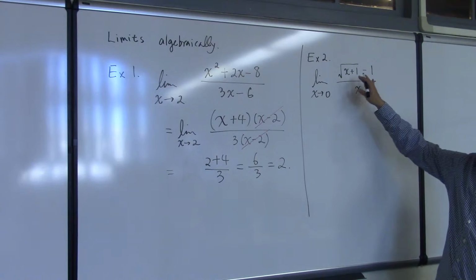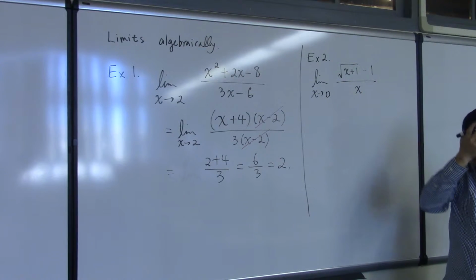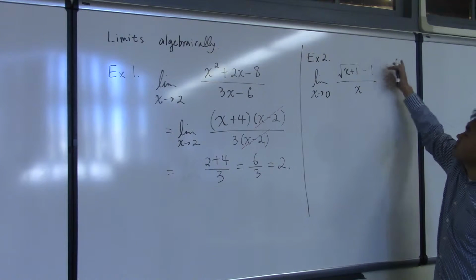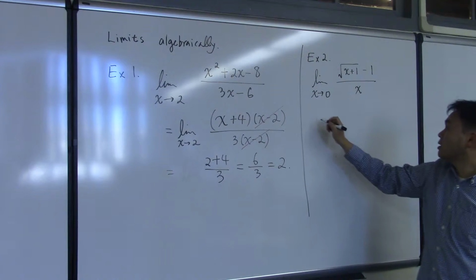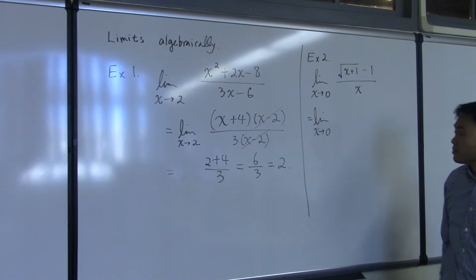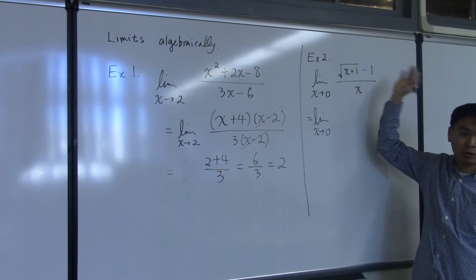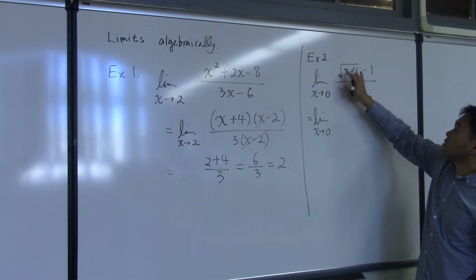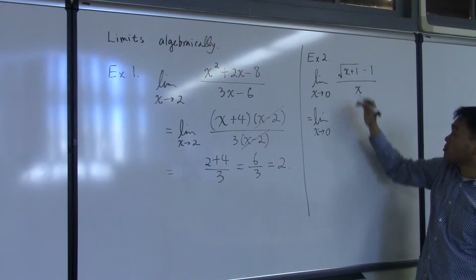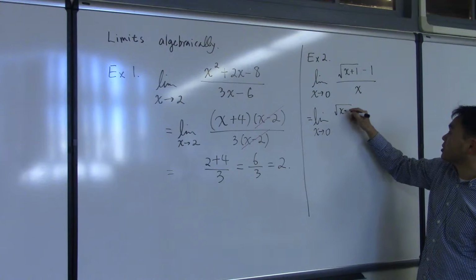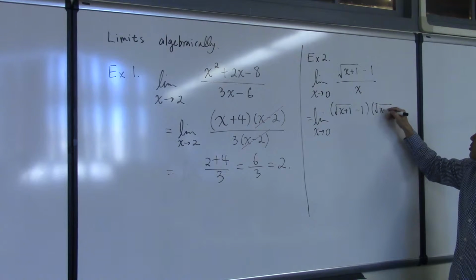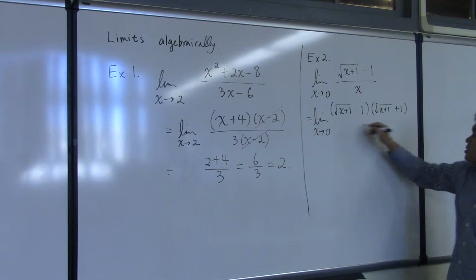So for example, if you have a square root, one of the things that you do is you multiply the conjugate of this expression, top and bottom. So that's one thing to just know. Whenever you see a square root on either top or the bottom with another term, you multiply the conjugate of that expression, top and bottom. So you're going to multiply the square root of x plus 1 plus 1, top and bottom.